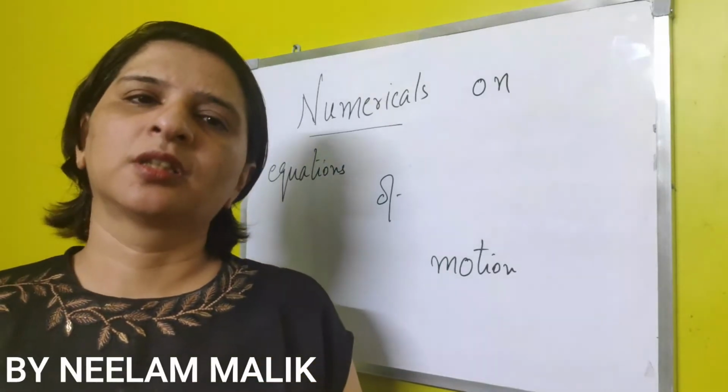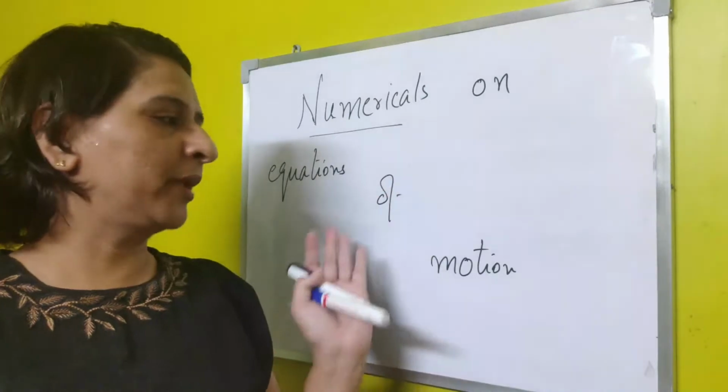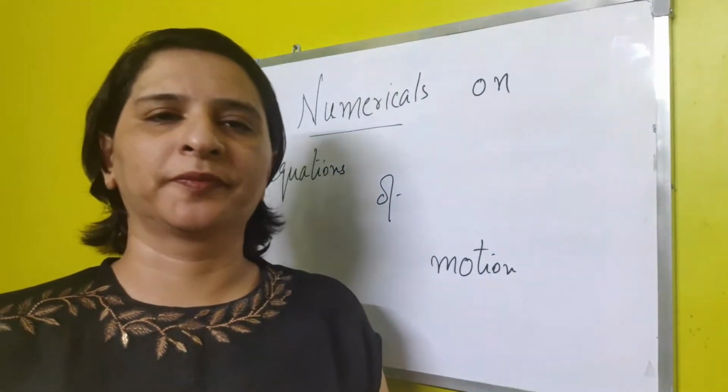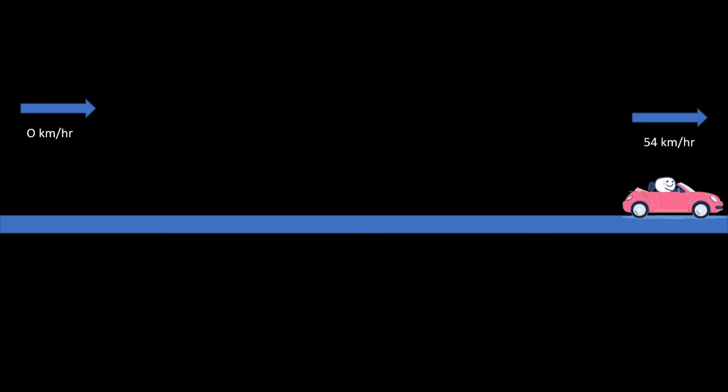Dear students, today we shall learn to solve the numericals based on equations of motion. First, watch the following video. Let us assume the driver starts the car from rest and this car attains a velocity of 54 km per hour in 30 seconds. Now let's go to the question.